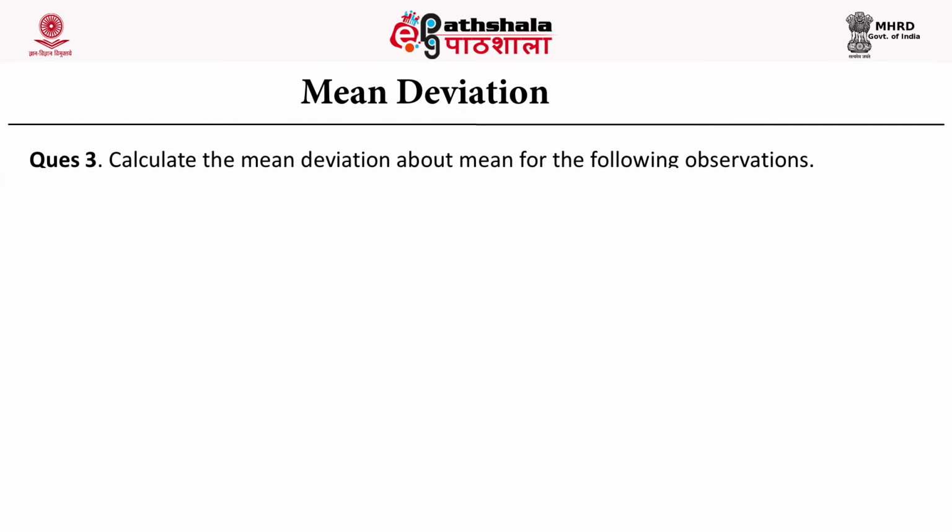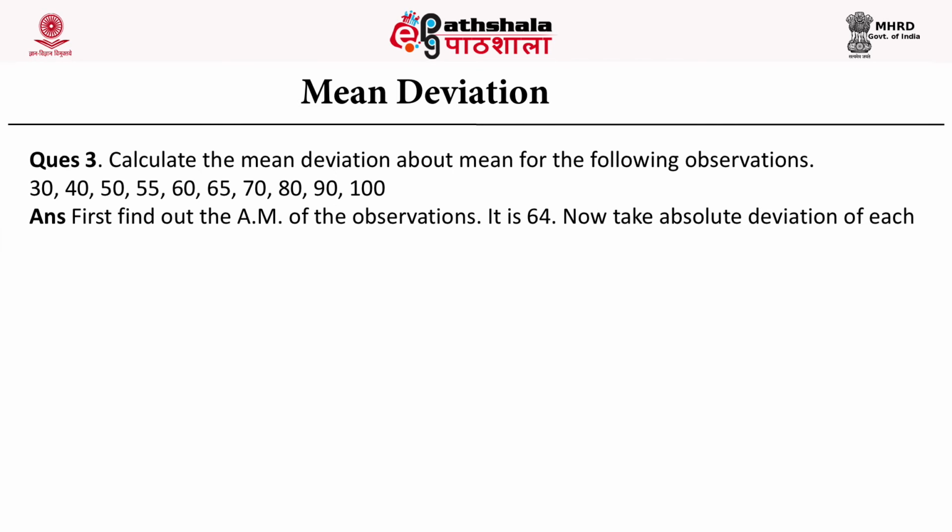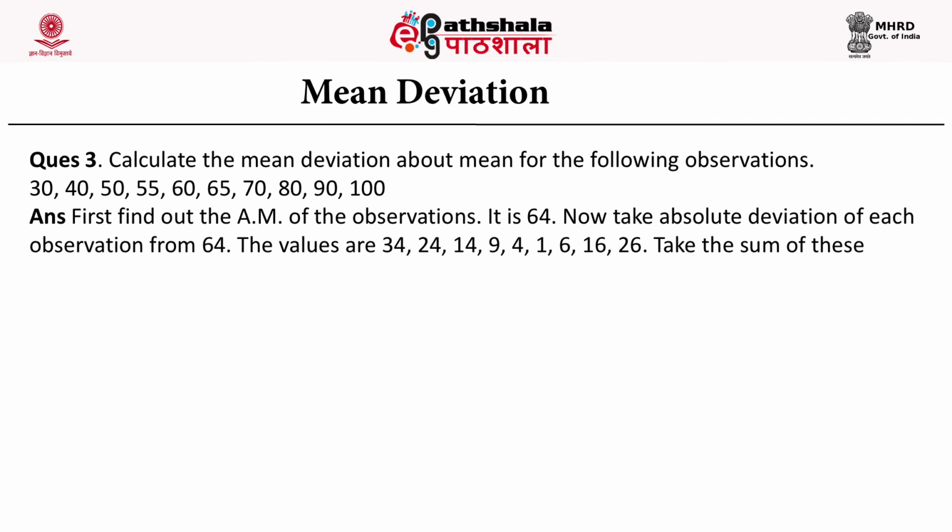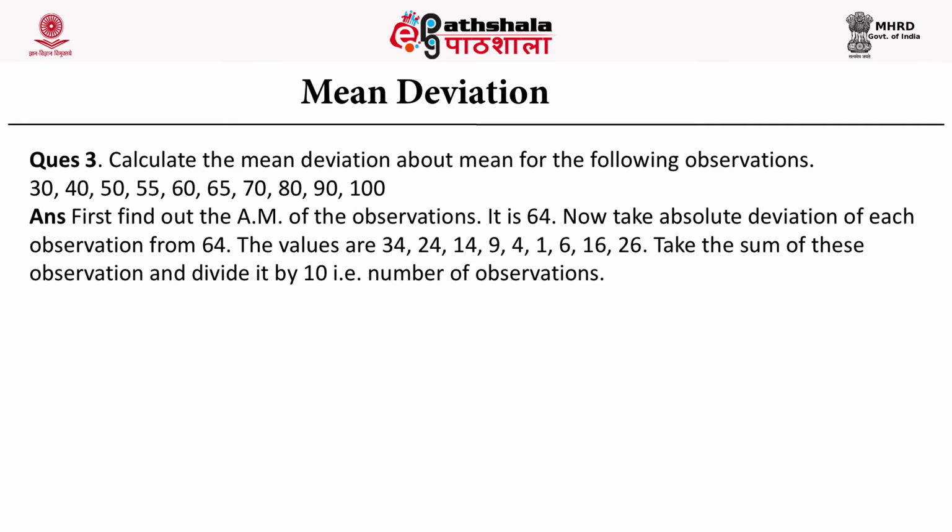So this is a question that will help you understand how we can apply mean deviation. Calculate the mean deviation about mean for the following observations: 30, 40, 50, 55, 60, 65, 70, 80, 90, 100. First find the average, the mean, of the observations. It is 64. Now take the absolute deviation of each observation from 64. The values are 34, 24, 14, 9, 4, 1, 6, 16, 26. As we are taking the modulus, there will be no negative values here. Take the sum of these values and divide it by 10, because we have 10 observations, so n is equal to 10. The answer comes out to be 13.4.